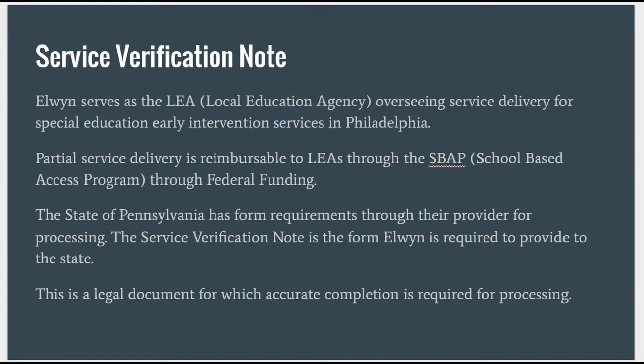To start with, let me explain what the SVN, or Service Verification Note, is. LWIN serves as the LEA, or Local Education Agency, overseeing service delivery for special education early intervention services in Philadelphia. Partial service delivery is reimbursable to LEAs through the SBAP, School-Based Access Program, through federal funding. The state of Pennsylvania has form requirements through their provider for processing. The Service Verification Note is the form LWIN is required to provide to the state. This is a legal document for which accurate completion is required for processing.